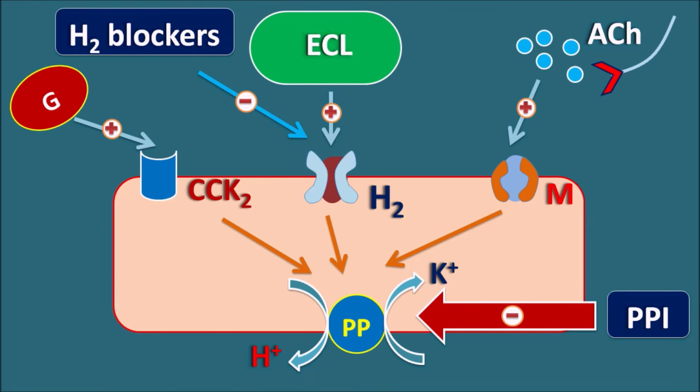Under mild conditions, we can use the H2 blockers. But whenever the H2 blockers are not effective, then we can use the proton pump inhibitors, which can block the many types of stimuli so that the gastric acid secretion can be thoroughly controlled.